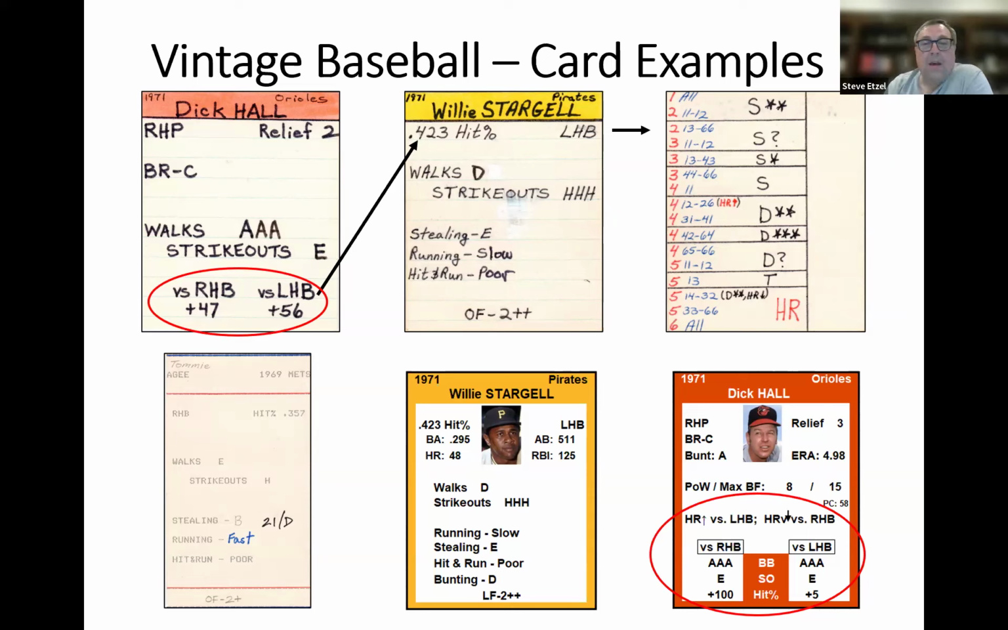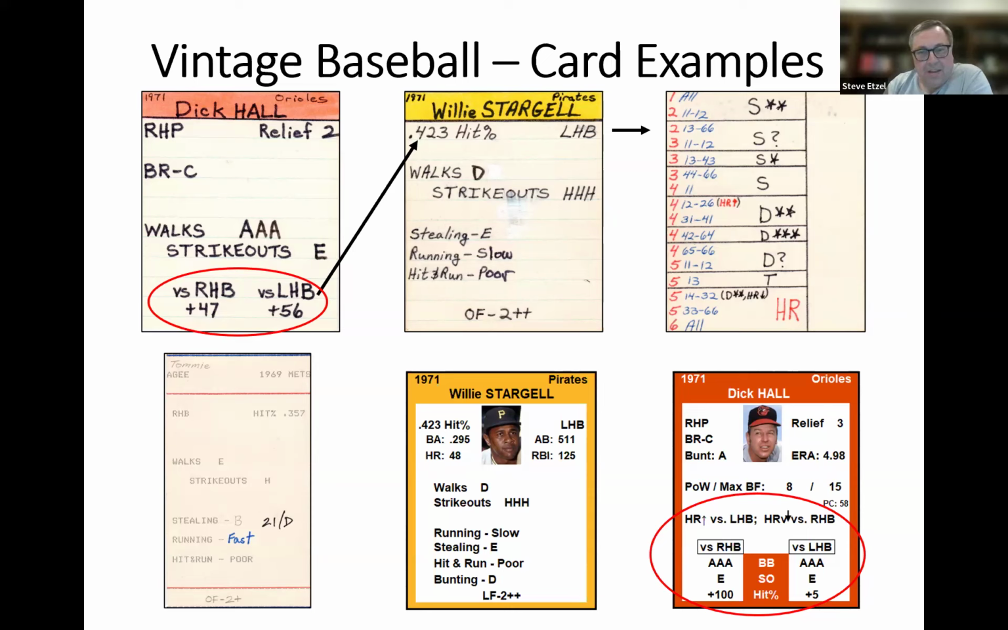Anyway, I was working on this game when I was in college. I was taking a lot of computer classes in addition to my accounting classes. And one summer, I actually wrote a program that would generate the cards. And you see Tommy Agee's card in the lower left. This program would print out the pitcher card and the batter cards, both front and back. And that's an example of Tommy Agee from the '69 Mets.